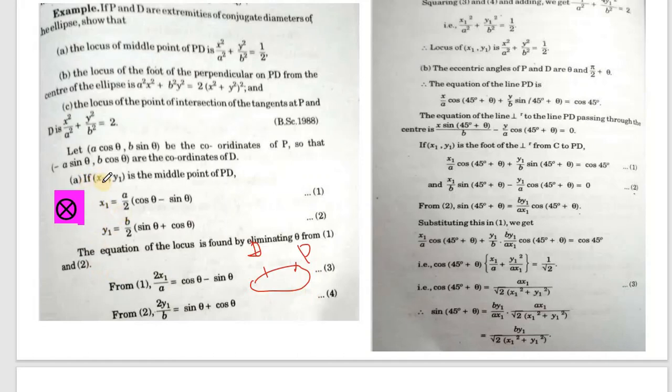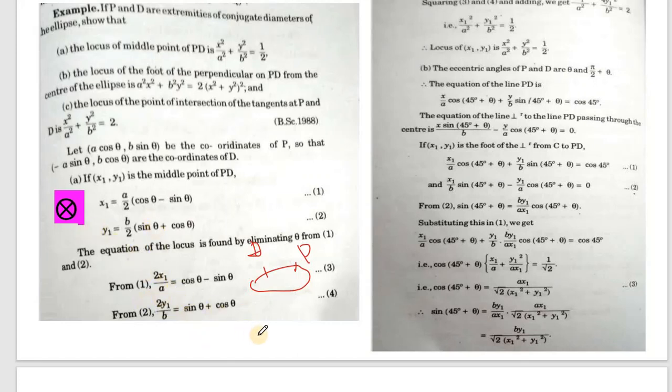So the midpoint of this is something. So how is it proceeded? If x1, y1 is the midpoint of PD, then x1 is equal to a cos theta, the other one minus a sin theta, and for y1, b sin theta and b cos theta. So we have the coordinates of the midpoint to be this. So x1 is equal to this, y1 is equal to this, and the equation of the locus is found by eliminating theta from 1 and 2. By eliminating theta from 1 and 2, you get this.